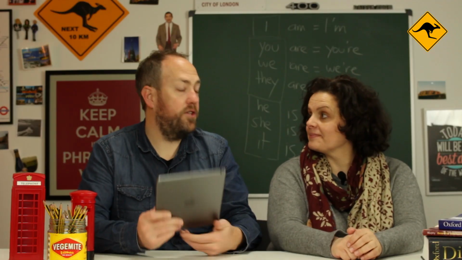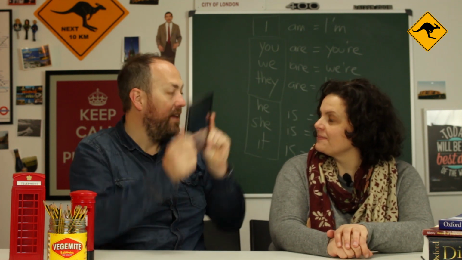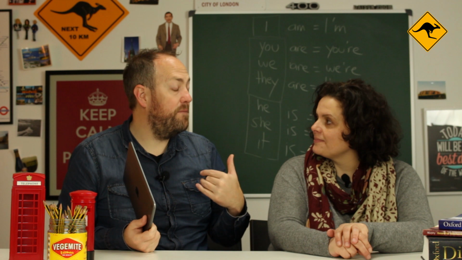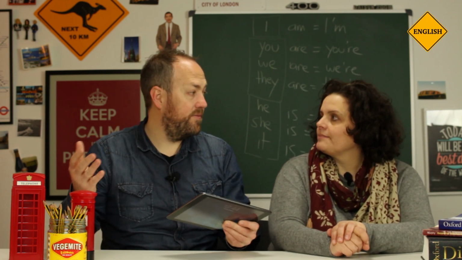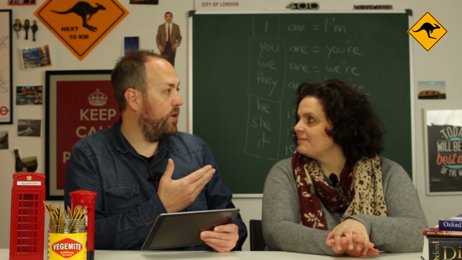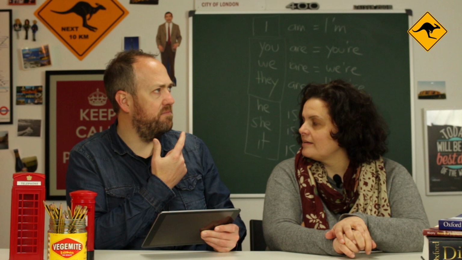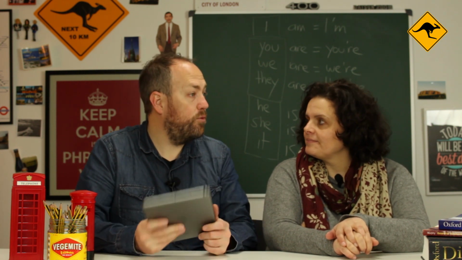So I'm going to have a word here on my head. And you have to give me clues. Like, for example, you are big. You are small. You are black. And I can ask you questions. Am I an English animal, for example? Okay. So we'll start with animals. So here we go.